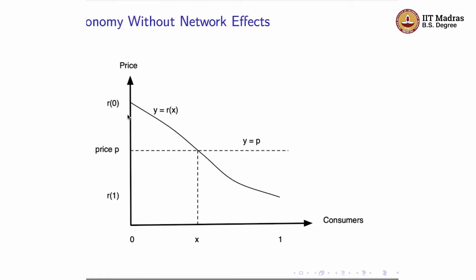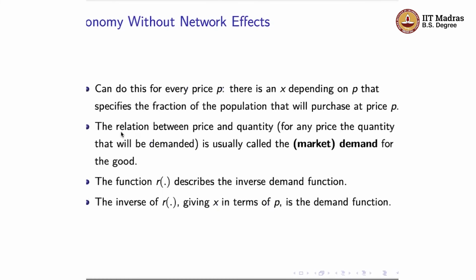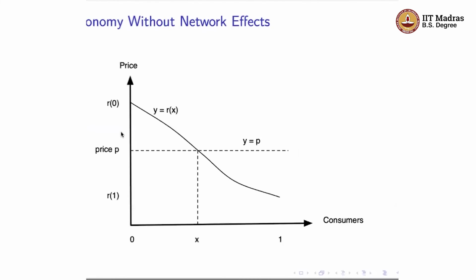You can do this analysis for all values of P between R0 and R1. So you end up getting a correspondence, right? For each value of P, there is going to be a value of X which specifies the fraction of people that will make the purchase at price P. Imagine that you chose a price above this P, somewhere here. Then the number of people who will end up buying the good is going to be given by this fraction, which is less than this X. If you chose a price below P, then you end up getting a higher fraction of people who will end up buying the good, right?